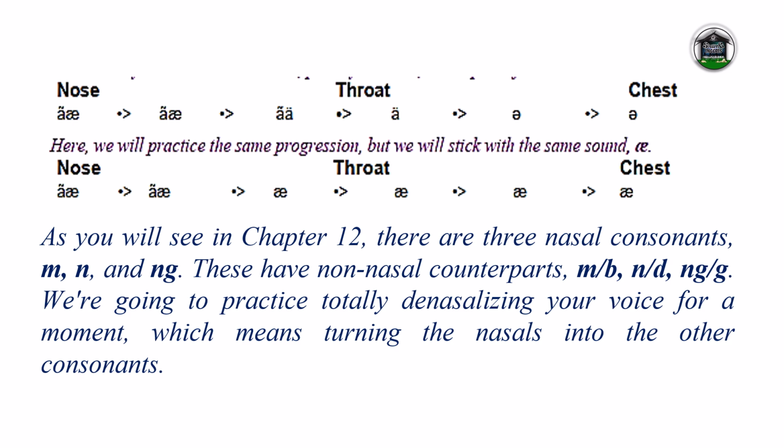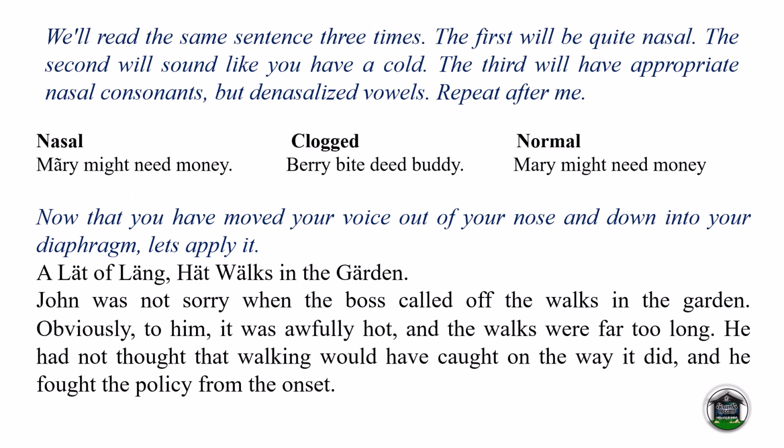As you'll see in Chapter 12, there are three nasal consonants, M, N, and NG. These have non-nasal counterparts, M, B, N, D, N, G. We're going to practice totally denasalizing your voice for a moment, which means turning the nasals into the other consonants. We'll read the same sentence 3 times. The first will be quite nasal. The second will sound like you have a cold. The third will have appropriate nasal consonants but denasalized vowels.